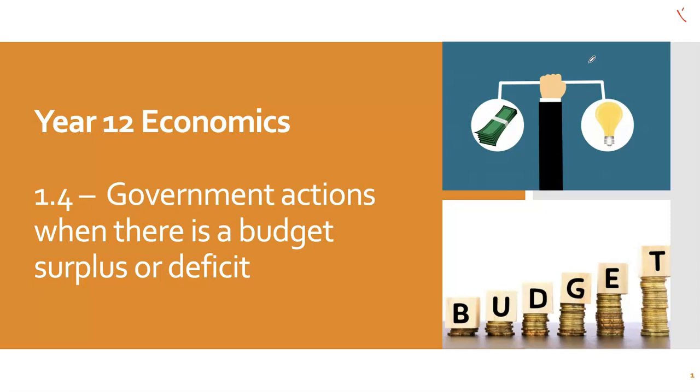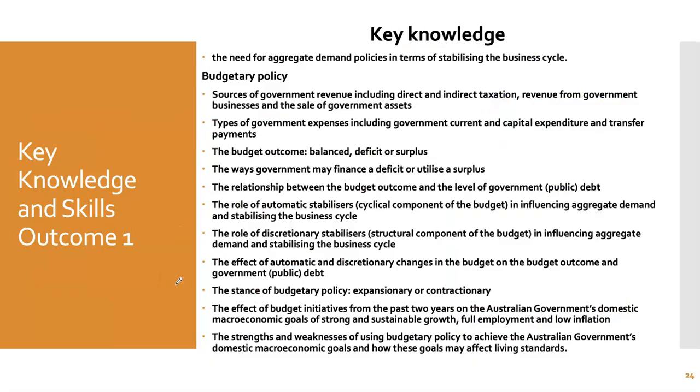In this video, we are going to continue our work on budgetary policy and budget outcomes. But in this video, we're going to look at what governments are going to do, so government actions when there is a budget outcome. So what are governments going to do specifically if they have a budget surplus or a budget deficit? Now you can see that this is our fourth key knowledge point of this outcome.